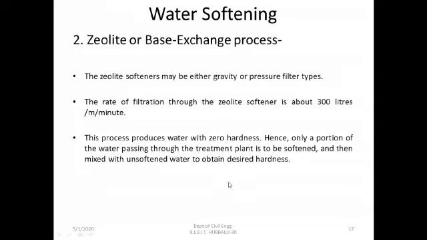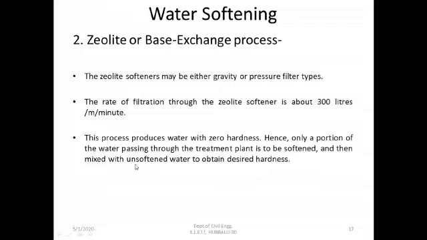Now we have already learnt about the gravity filters or pressure filters, so it can be any one of the types, and the rate of filtration through the zeolite softener is about 300 liters per meter per minute, and this process produces water with zero hardness. Please note this. In case of lime soda process, we cannot produce water with zero hardness, but here we can produce water with zero hardness.